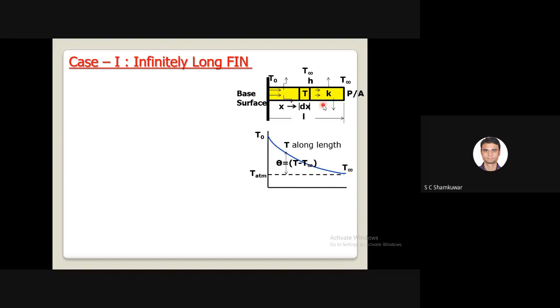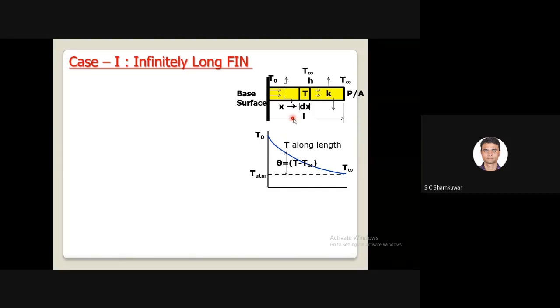Now, because we have considered the infinitely long fin, if you consider the base temperature where x is equal to 0, remember this: at the base, the temperature is at x is equal to 0. Now what is the length?